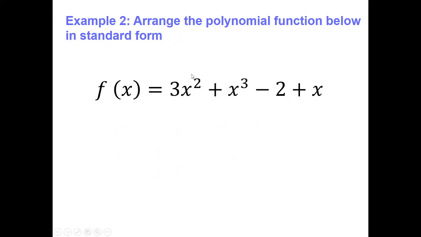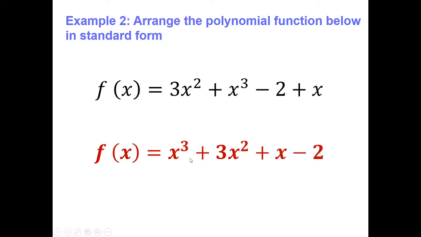Another example, arrange the polynomial function in a standard form. So, when we say standard form, the exponents must be in descending powers. So, as you can see, it is not in descending powers. So, we arrange this into f of x equal to x cubed plus 3x squared plus x minus 2.